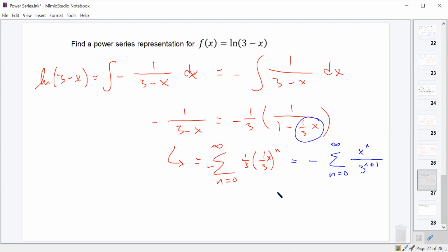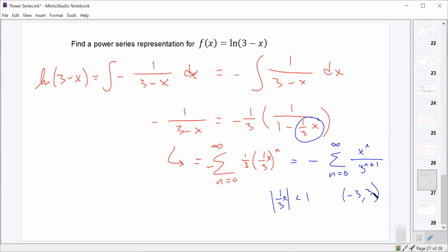And the r value that we were looking at here was 1/3 of x, and the absolute value of it would have to be less than 1, which would give us an interval of convergence of -3 to 3. Everybody good with that, or no? Okay, sounds like we're good now.